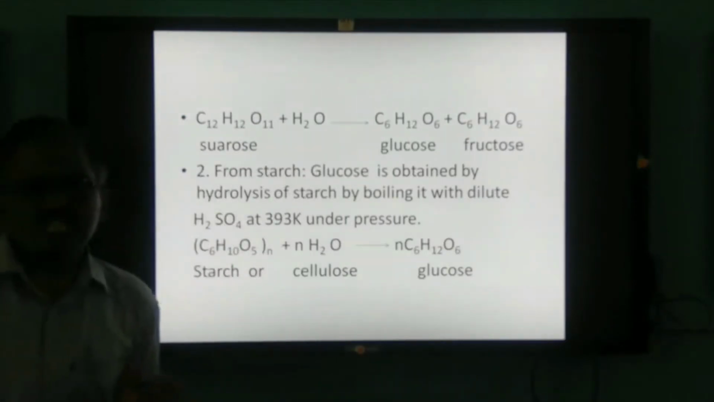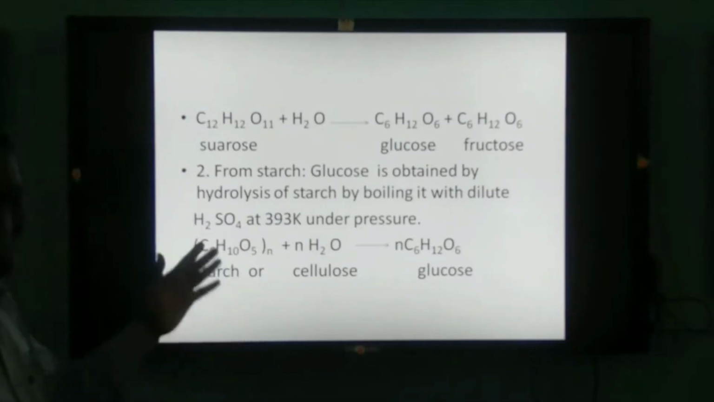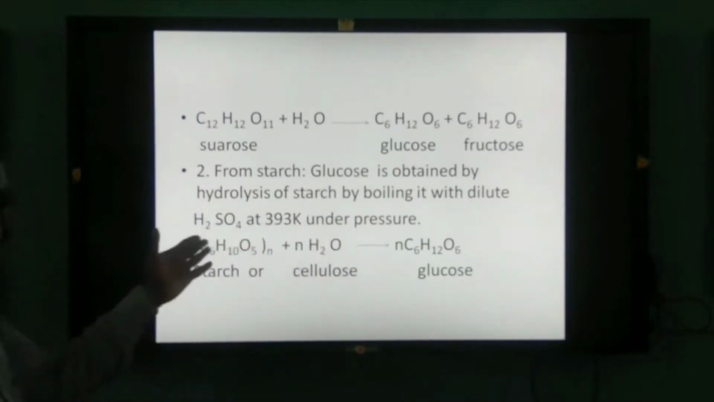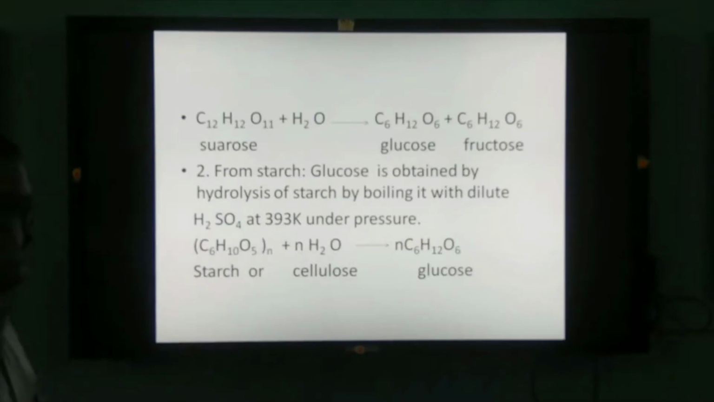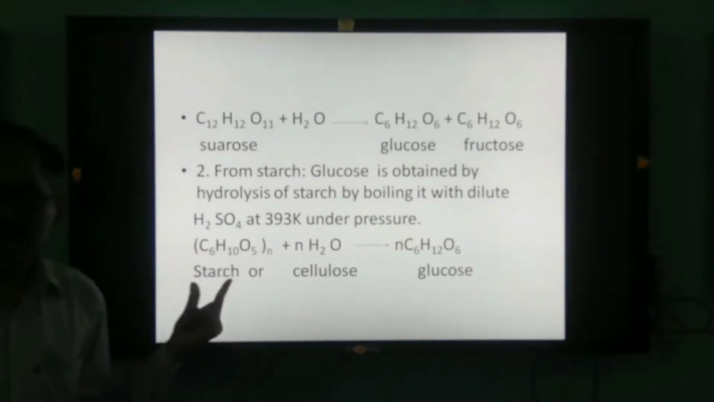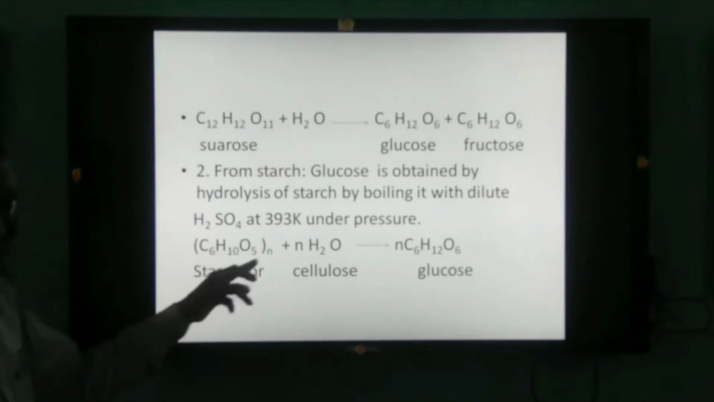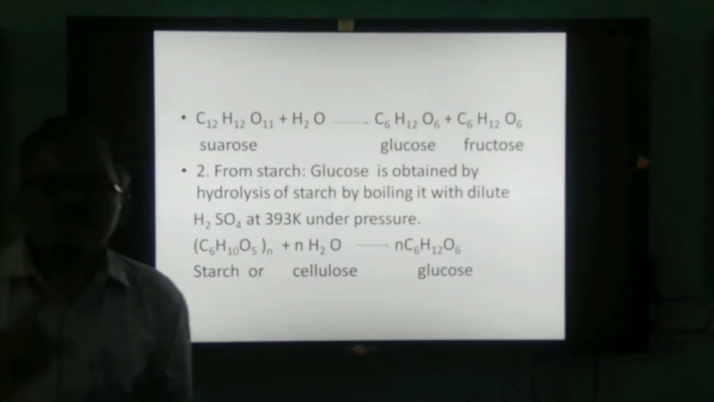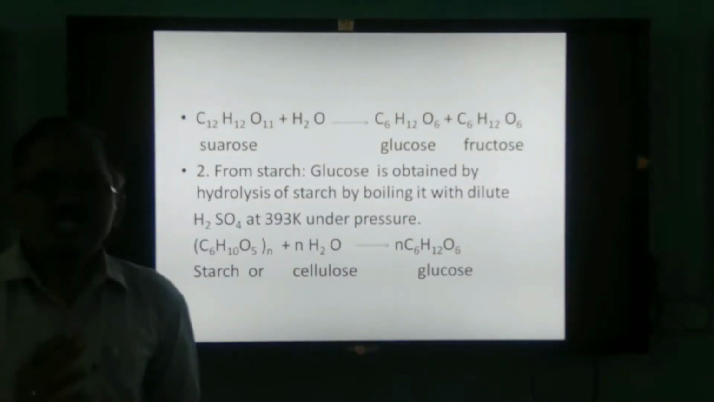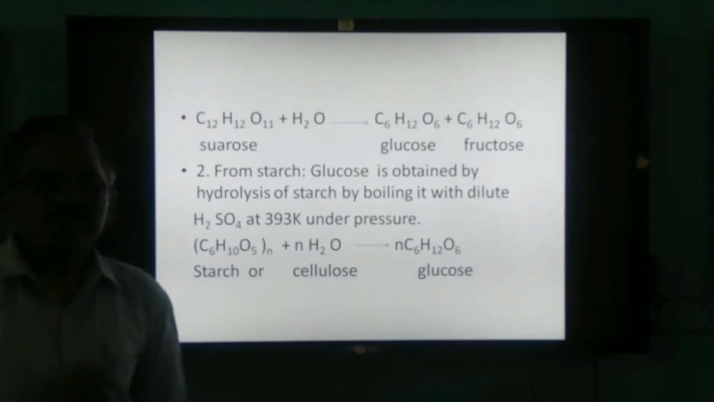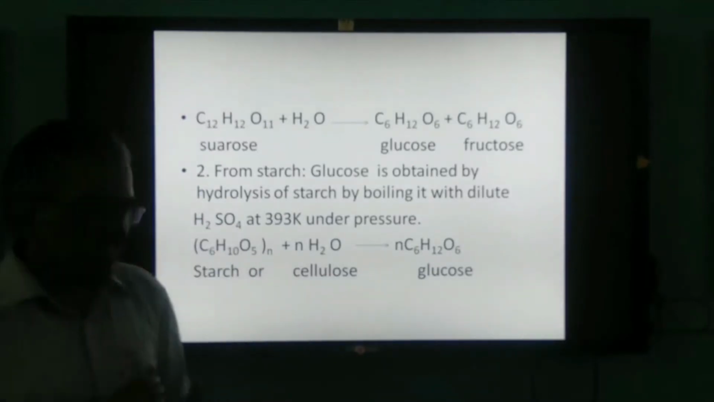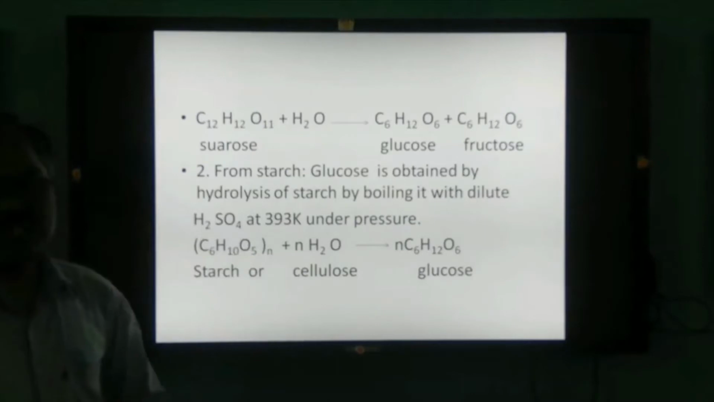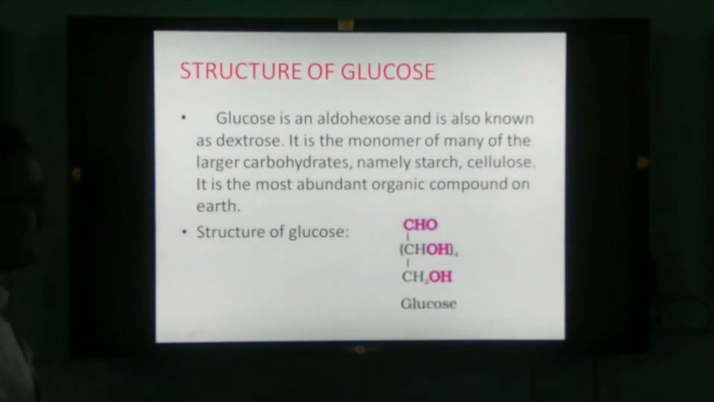Another method is from starch, which is a polysaccharide. Glucose is also obtained by hydrolysis of starch by boiling with dilute H2SO4 under suitable temperature and pressure. The general formula is (C6H10O5)n plus nH2O gives, on hydrolysis, n molecules of glucose. So starch is a polysaccharide of glucose. n may be a very large number, maybe 100, 1000, etc. So there are two methods: one is from cane sugar, another is from starch. These are the two methods of preparation of glucose.